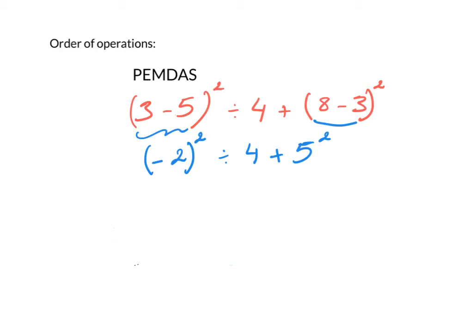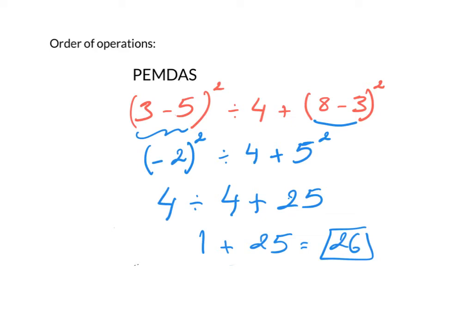And we have the negative 2 squared and division. The priority will be given to exponent first. It's going to be 4 divided by 4 plus. Here we have addition and exponent, so the priority will be for exponent. 5 squared will be 25, right? Now we have division and addition, so the priority will be given to division. So it's going to be 4 divided by 4 would be 1 plus 25, and the answer is 26.